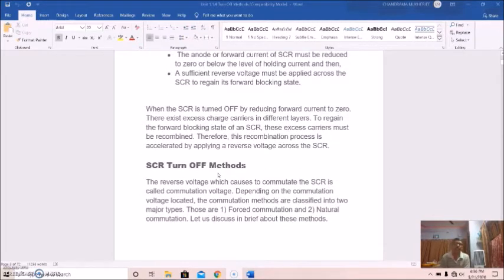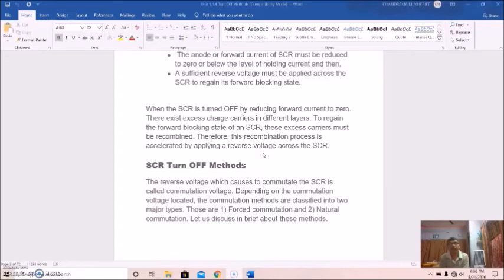When the SCR is turned off by reducing forward current to zero, excess charge carriers exist in different layers. You know, the thyristor is a four-layer device, P, N, P, N. When the thyristor is turned off by reducing forward current to zero, excess charge carriers must exist in the different layers. To regain the forward blocking state of an SCR, these excess carriers must be recombined. Therefore, this recombination process is accelerated by applying a reverse voltage across the thyristor.